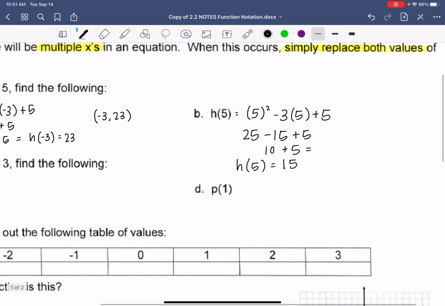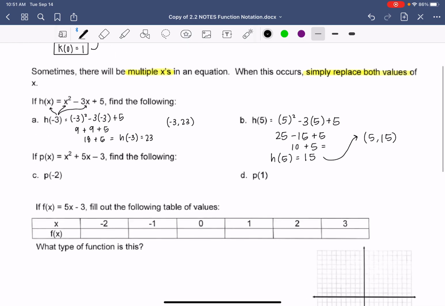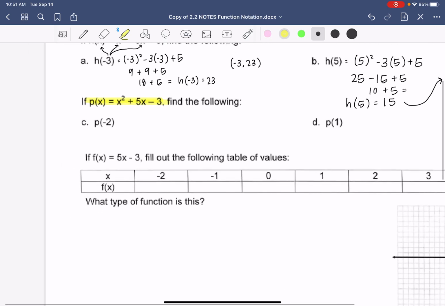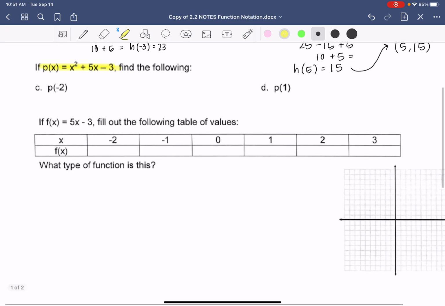So h of 5 gets us 15. And our ordered pair is 5, comma 15. I want you guys to try P of x. Okay, and the answers will be in the description and on the copy of notes.